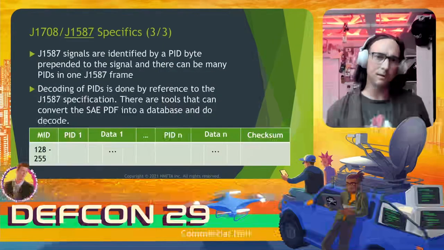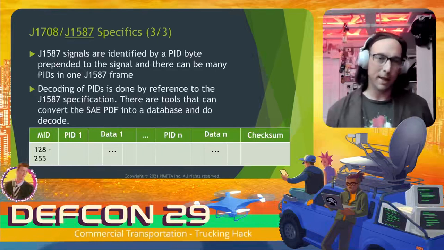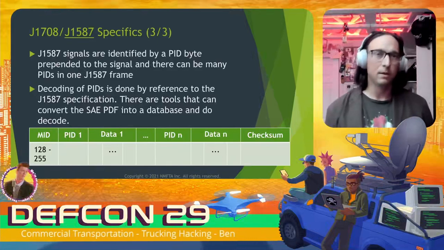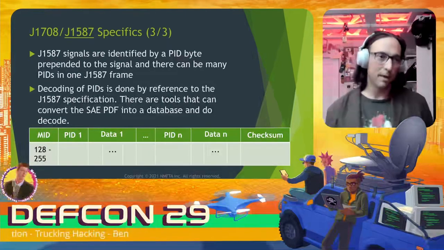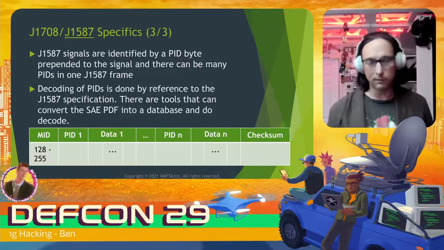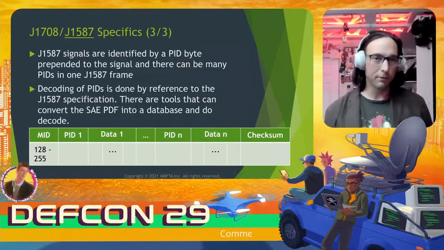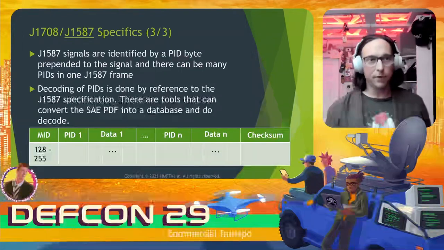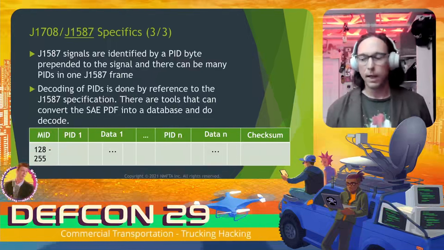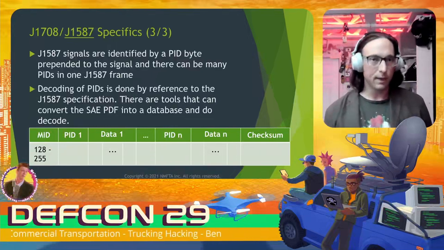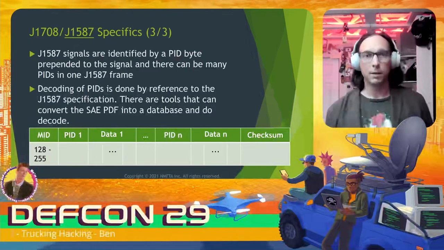So J1587 signals are identified by a PID byte, which gets put into the payload of the J1708 frame. This is kind of different than J1939 or passenger cars, where maybe the PGN implicitly specifies the bit packing. These signals are identified by a PID that's put in the frame. And then how you decode the data that follows the PID, that's where you have to refer to the J1587 specification. And of course, there are tools out there that can take the SAE PDF and do a decode, like Pretty 1587. And we'll talk a bit about that later.